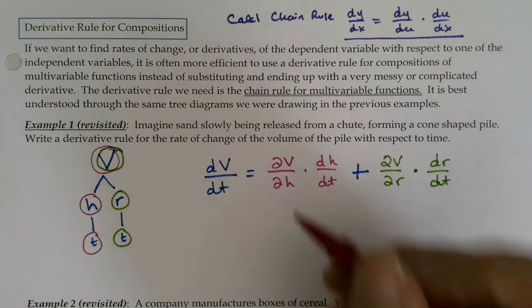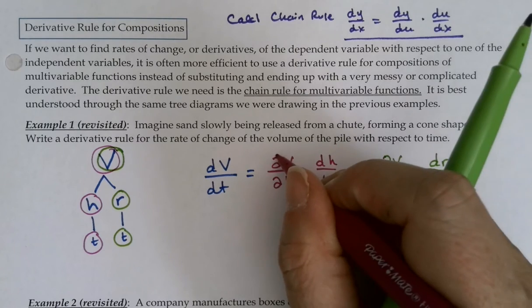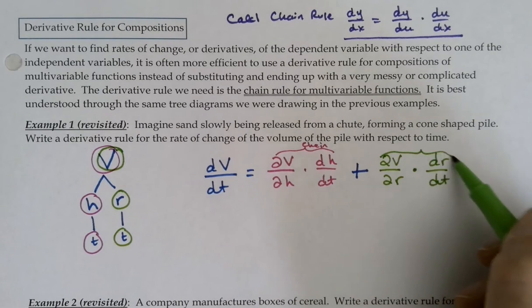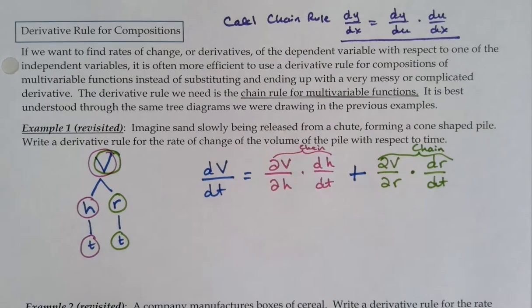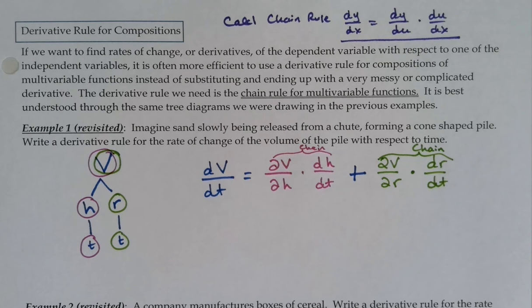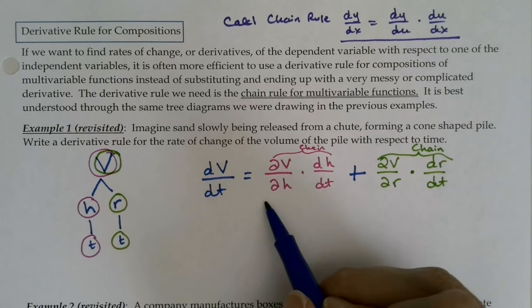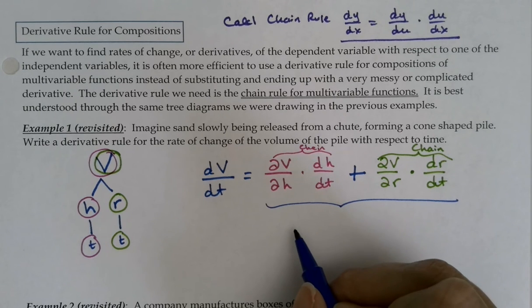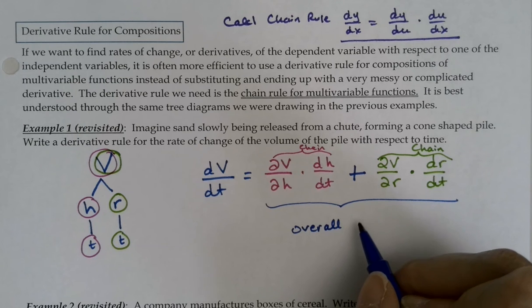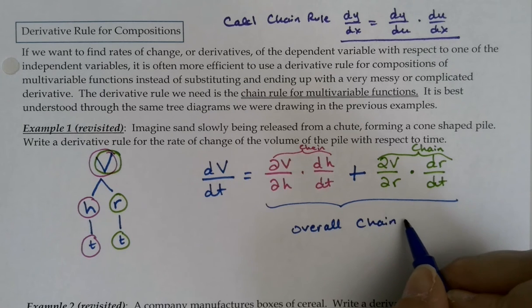Each of these is a separate chain rule. You're using chain rule right here, and you're using chain rule right here. They are the same as the Calc 1 chain rule up above, just with deltas. This gets you the overall chain rule for partial derivatives. This is how it works. And it really pays to have the tree diagram built, because then it makes it really obvious which way you have to go.